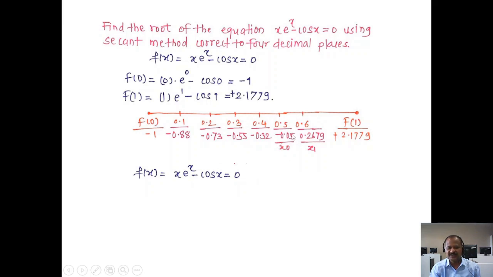So, this is a negative answer. Then you can put 0.6 in this equation. So, 0.6 into e raised to 0.6 minus cos of 0.6 is equal to positive 0.2679. Now, the root lies between 0.5 and 0.6. 0.5 is a negative value, so treat it as x0, and 0.6 is a positive value, so treat it as x1. So, rather than finding the root between 0 and 1, we are finding the root between 0.5 and 0.6. So, the iterations will be fewer.